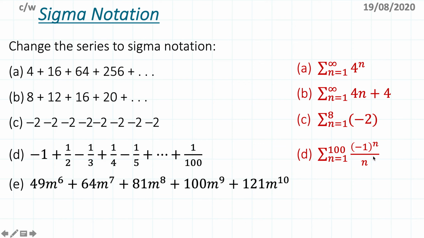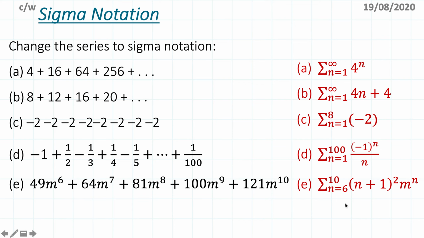Part D is, hopefully you've noticed the alternating signs. So that means we have a -1 that's to a changing power, and then the denominator is increasing by 1 every single time, starting with 1 going to 100. And then you need to be smart about how to make sure that the expression is always negative at the odd terms. So we can place 1. If it was negative at the even terms, then you want to put n plus 1 or n minus 1 to change it.